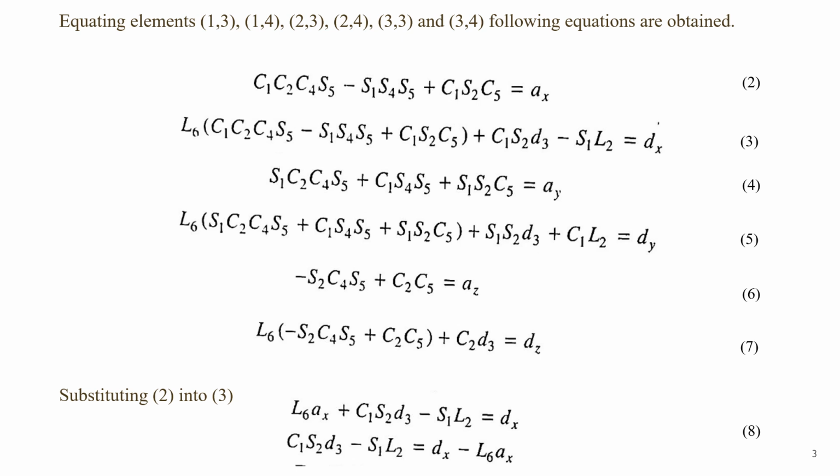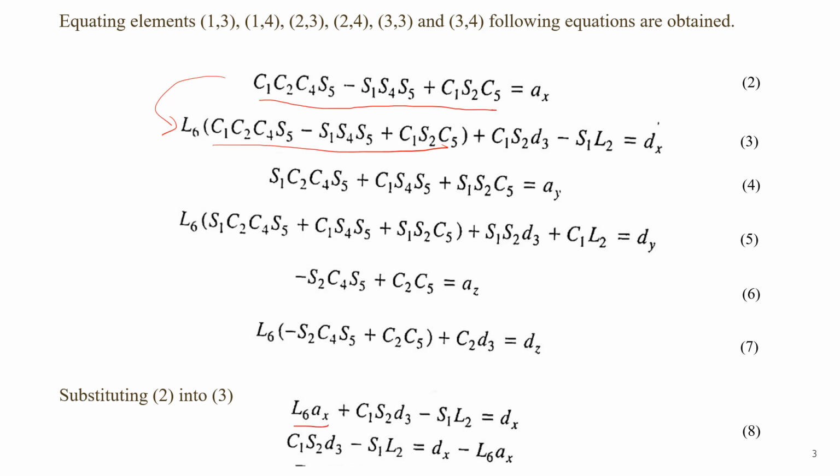So that is C1, C2, C4, S5 minus, so this is here, that is 1 cross 3 term, so that is equated to AX, then DX, AY, DY, AZ, DZ. So you get 6 equations. So now in this equation, you can see that this term and this are one and the same, right?